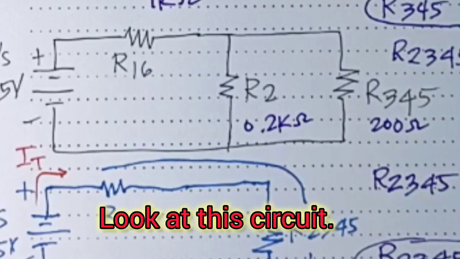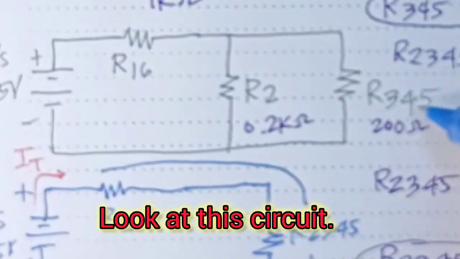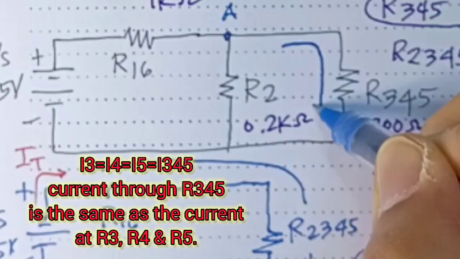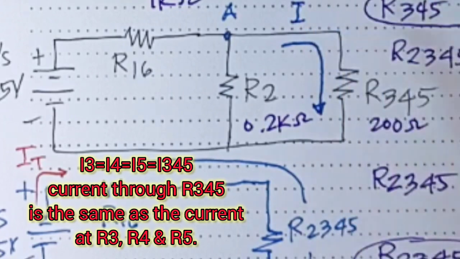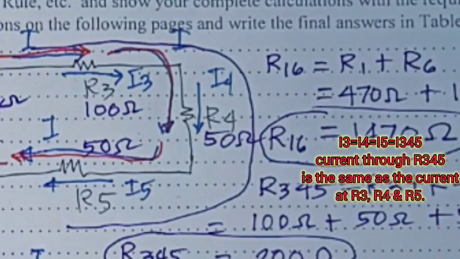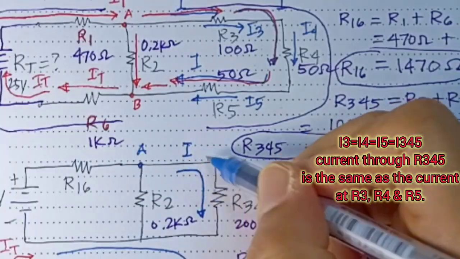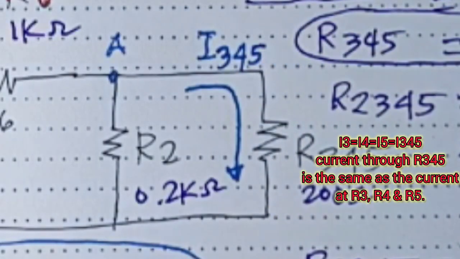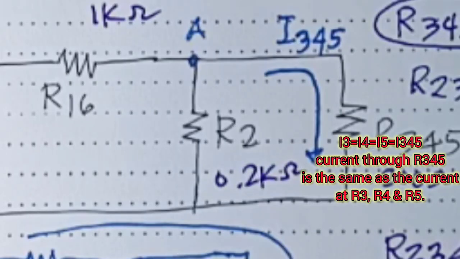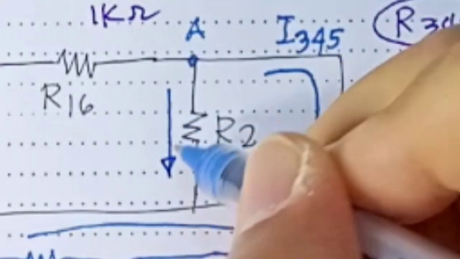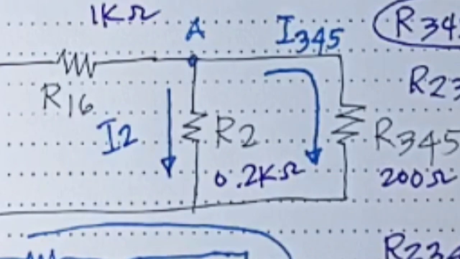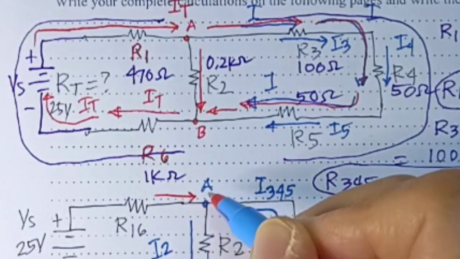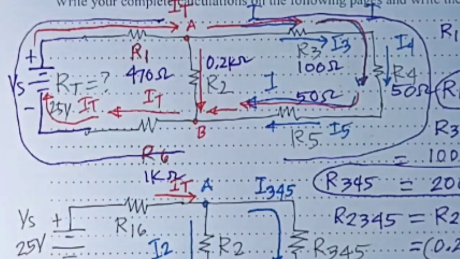But if you go back to our circuit number 2, we already got the R3, 4, 5, right? And this is point A, there will be a current over here. That current will be equal to the current I3, I4, and I5. We don't know the value of this current, but we can call it I3, 4, 5. And the current that will go here, we will call it I2. The current that goes into the A, we will call it IT.